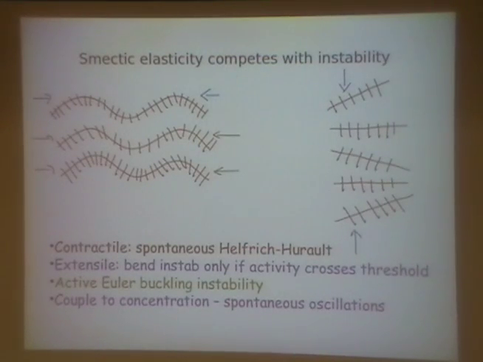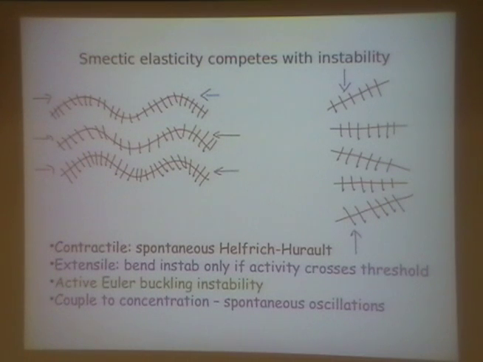Now, if you have a collection of contractile filaments, then you can see that the presence of Smectic order doesn't really help you very much. The reason is this: you've got filaments pointing like this. Suppose you splay them slightly and they're contractile; that old instability whose cartoon I showed you a while ago will happen. And Smectic elasticity, because it's from layer bending, is too weak to do anything about it. So a layered system of contractile filaments with the contractile axis along the layer normal is as unstable as it was in the absence of Smectic elasticity.